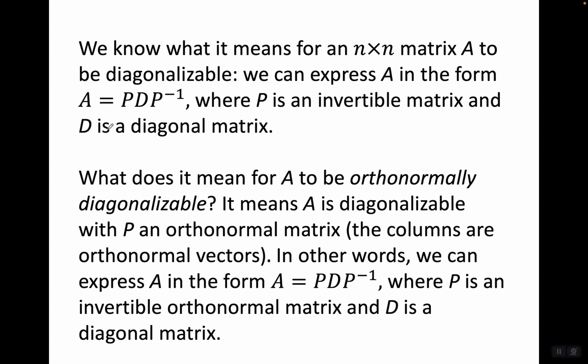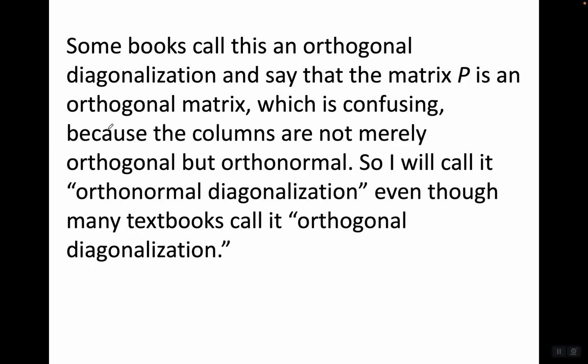We know what it means for an n by n matrix A to be diagonalizable. We can express A in the form A equals P, D, P inverse, where P is an invertible matrix and D is a diagonal matrix. What does it mean for A to be orthonormally diagonalizable? It means A is diagonalizable with P an orthonormal matrix. The columns are orthonormal vectors. In other words, we can express A in the form A equals P, D, P inverse, where P is an invertible orthonormal matrix and D is a diagonal matrix.